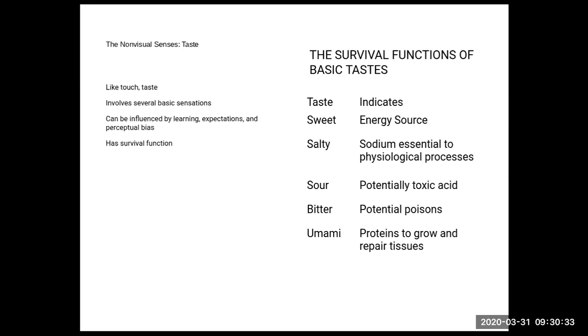Bitter, which I'm very sensitive to, is potentially poisonous. So things like rat poison, things like chemicals under your sink that we always say that children shouldn't have. Things that are bitter are evolutionarily poisonous.